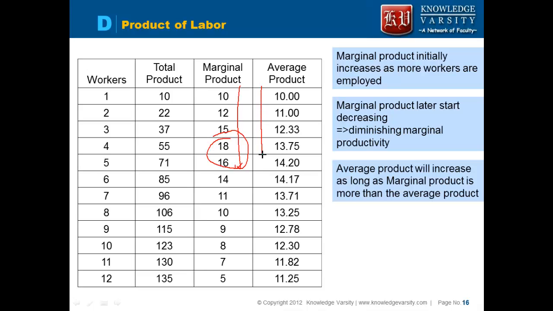Average product is increasing the moment your marginal product is greater than the average product. When it is lower than the average product, see here it is 14.2, here it is 14, it will reduce. That is the idea. Average product will increase as long as marginal product is more than the average product.